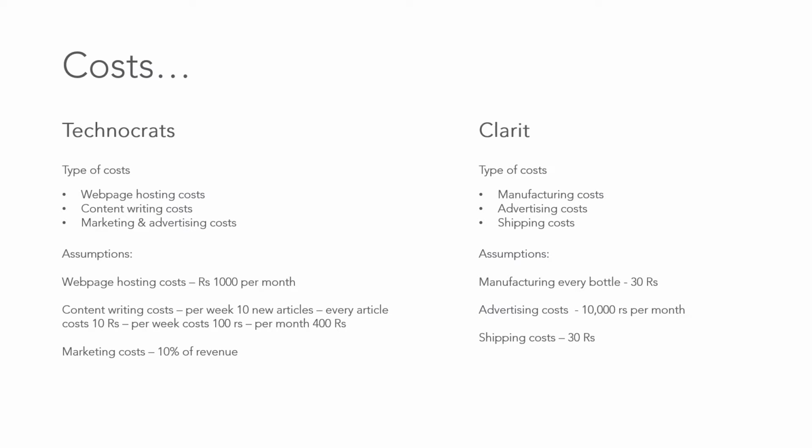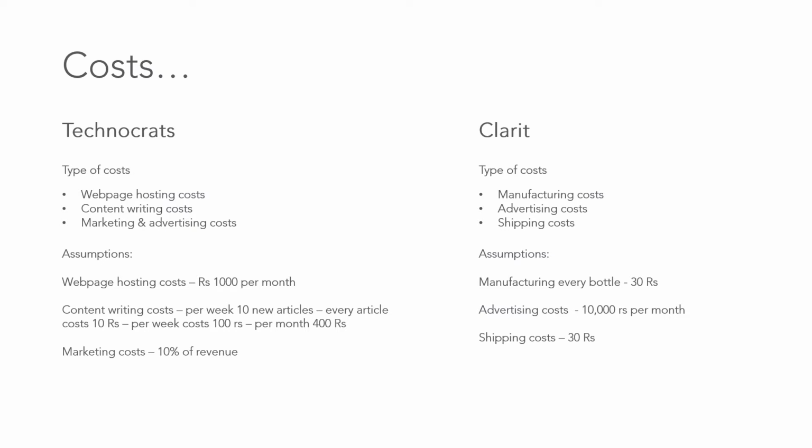That means your per week cost is 100 and your per month cost is 100 into 4, that is 4 weeks in a month, that is 400 rupees. Ignore the marketing cost for now. For Claret, let's assume manufacturing every bottle costs us 30 rupees to manufacture and 30 rupees to ship. Additional to that, let's assume we will spend 10,000 per month on advertising.